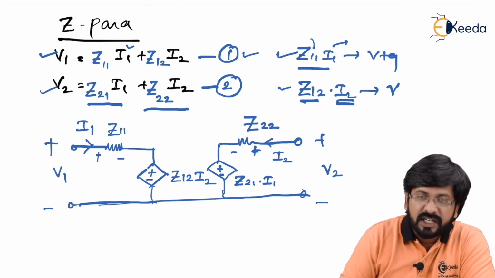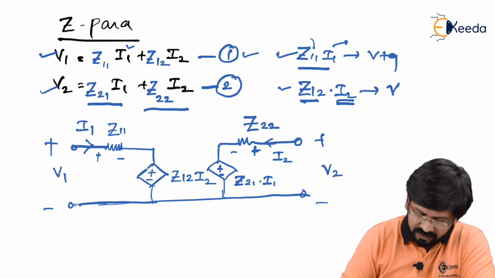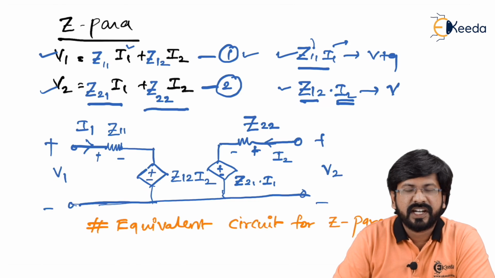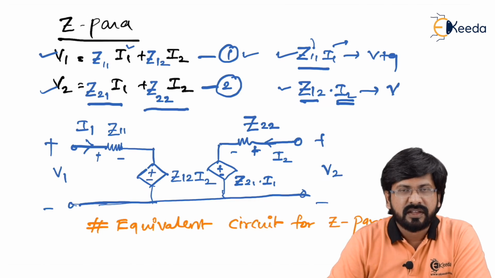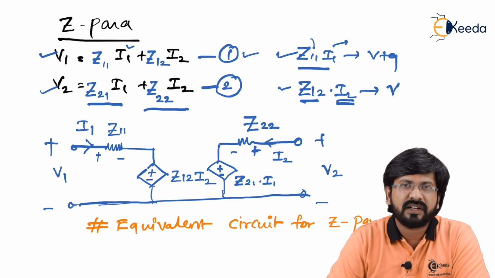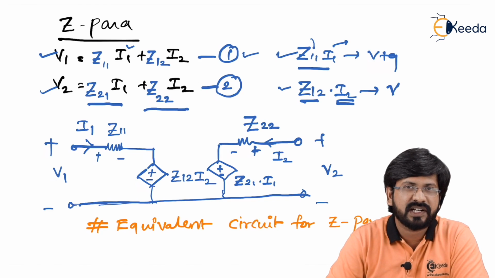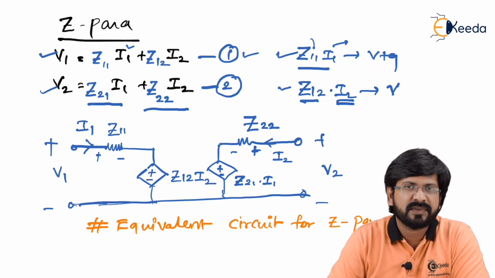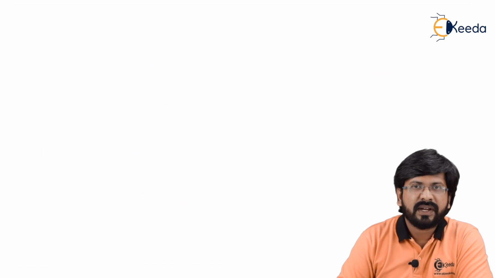Now this becomes the equivalent circuit for Z parameters. You have to remember this circuit because in GATE problems, sometimes the circuit comes. Thereafter, you have to draw this equivalent circuit and compare it with the given circuit, and accordingly get Z11, Z12, Z21 or Z22 values. We will be solving such problems in the next video lectures. Now we can start with Y parameters.